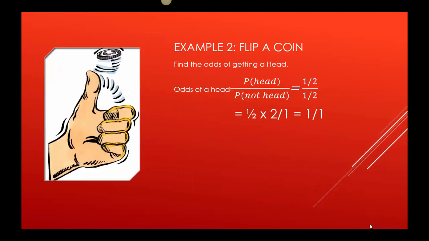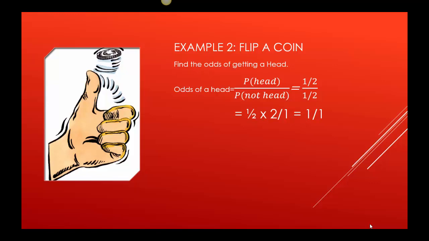So same thing, I'm going to look at flipping a coin, and I want to find the odds of flipping a head. So the odds of getting a head would be the probability of getting a head over the probability of not getting a head. Okay. So here, theoretically, the probability of getting a head would be a half. The probability of not getting a head would also be a half. A half over a half is 1. So we're going to write this as 1 to 1.